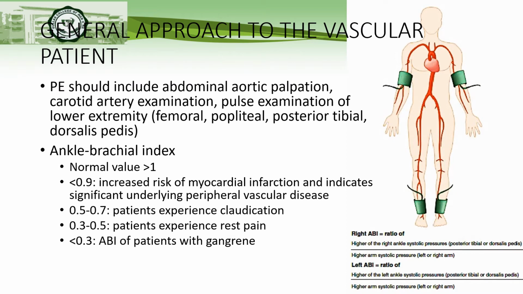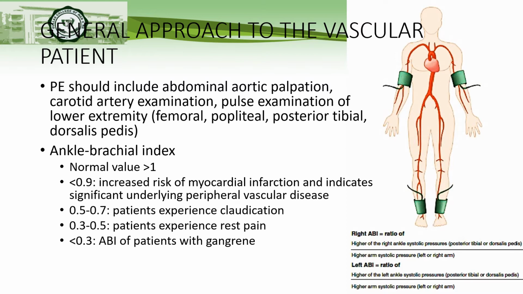An ABI of 0.5 to 0.7 usually is seen in patients who experience claudication, and those with 0.3 to 0.5 ABI patients already experience rest pain. An ABI of less than 0.3 is seen in patients with gangrene.